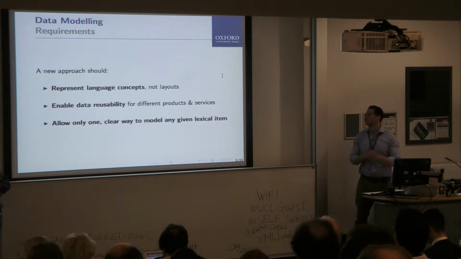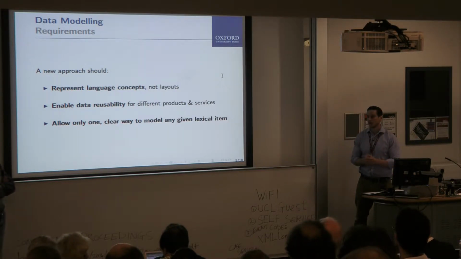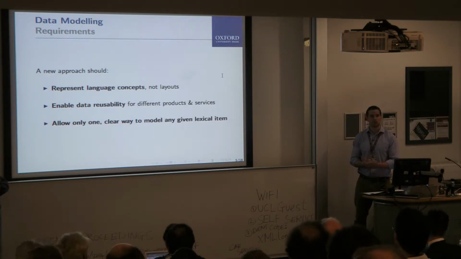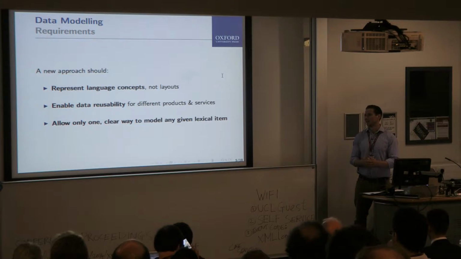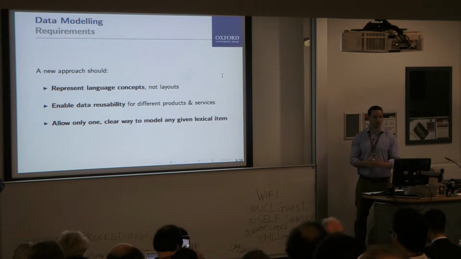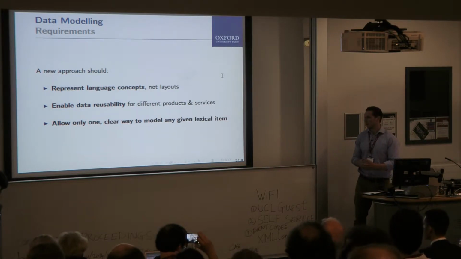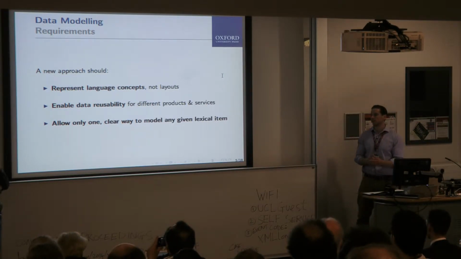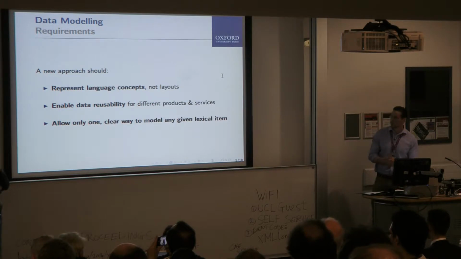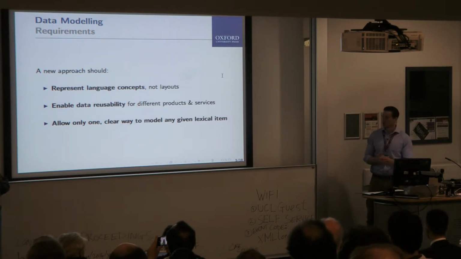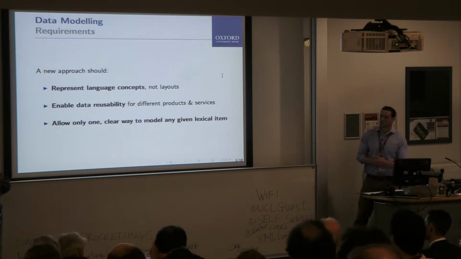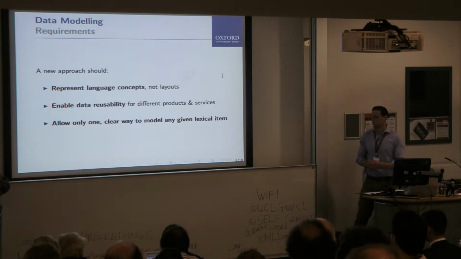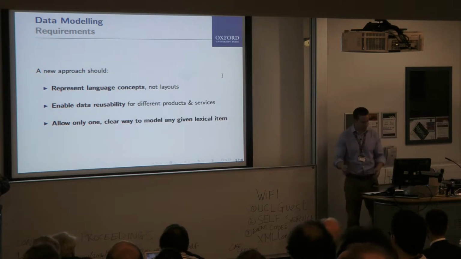So, gathering requirements for a new model. We need something that will represent language concepts and not a print layout. A model that will enable us to reuse our data for different products and services. And a model that only allows one clear way to represent a given lexical item. This last point is really important for us because the print-focused models that we've been using leave a little room for interpretation, and variation creeps in, and we've got the same thing marked up in 2-3 different ways sometimes.